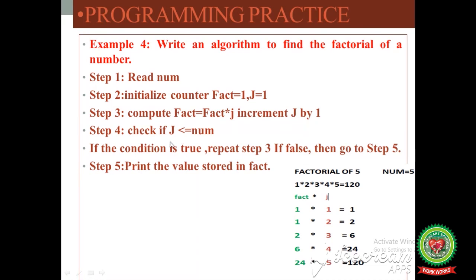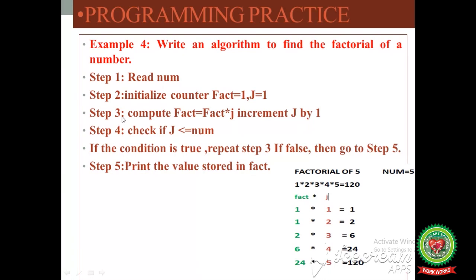So now step 4. Check if j less than equal to num. The value of j is 2 and the value of num is 5. 2 is less than equal to 5. True. If the condition is true, then repeat step 3. You have to repeat this step 3 again. Our condition is true, so we have to repeat step 3.